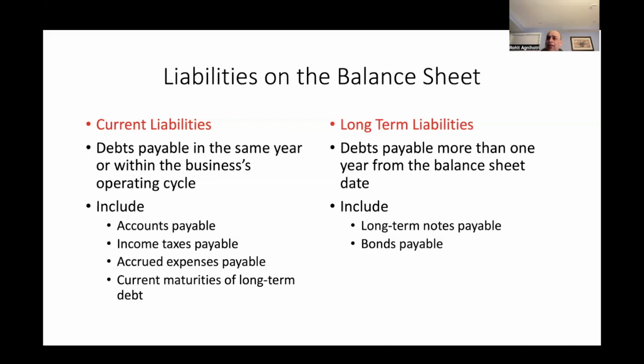And then there are obviously other examples like your salary. You have to pay salary to your management. You have to pay wages to your staff. Okay, you have to pay your utility bills. You have to pay your rents. You have to pay for your insurance. So all of these are your current liabilities.